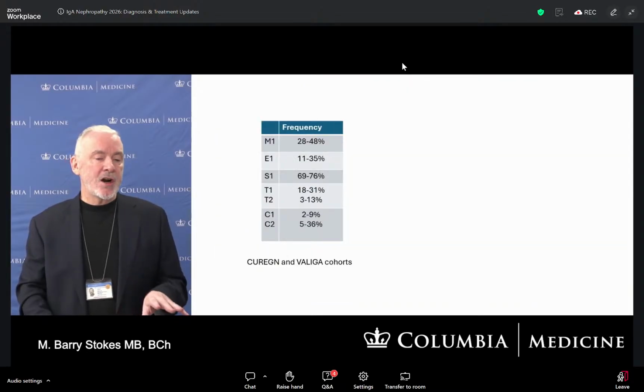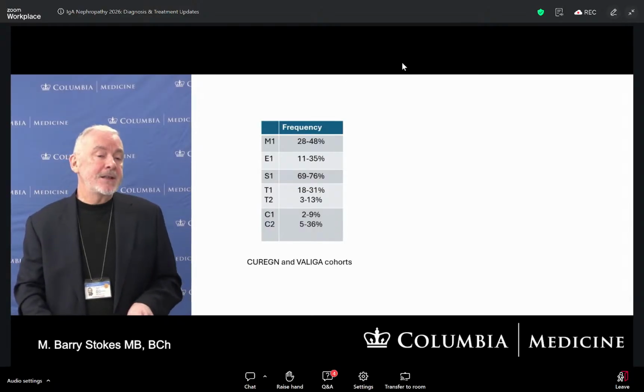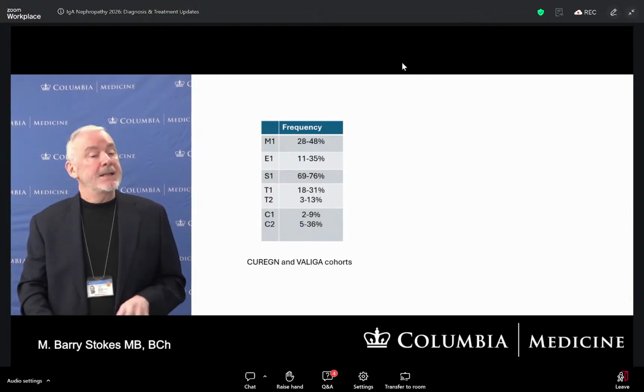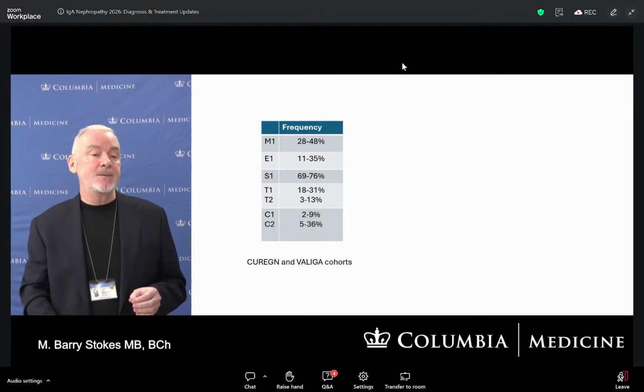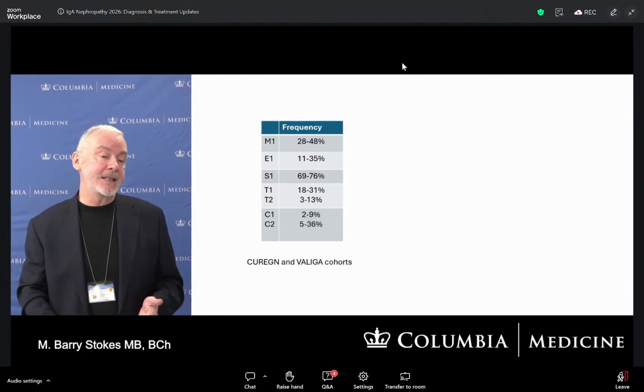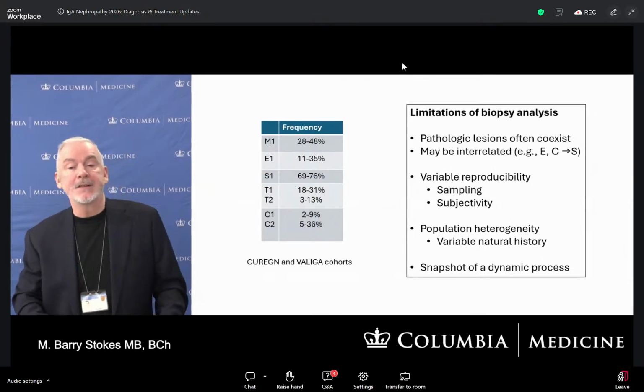Looking at two large international cohorts, you can see that the prevalence or the frequency of these different lesions varies in different studies, and they overlap. So most patients, most biopsies will have one or more of these lesions at the same time. So there's a huge number of possible variations in terms of combinations of lesions.